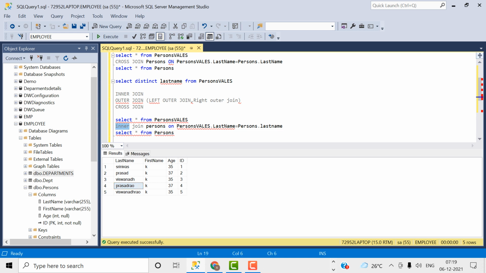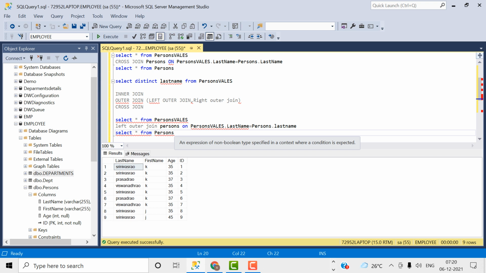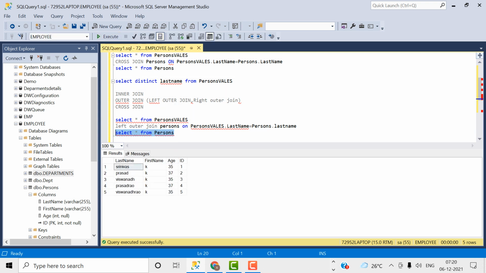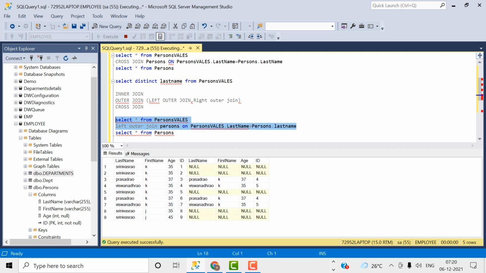Now, if you use the left outer join, all the rows come from person values. How many rows does person values have? Total 9 rows. And the persons table has 5 rows. With the left outer join, all the rows are fetched from the left table, which has 9 rows, and only matched rows come from the persons table.